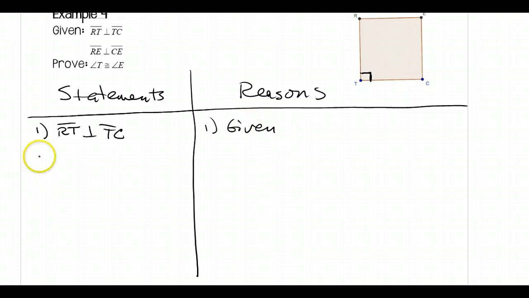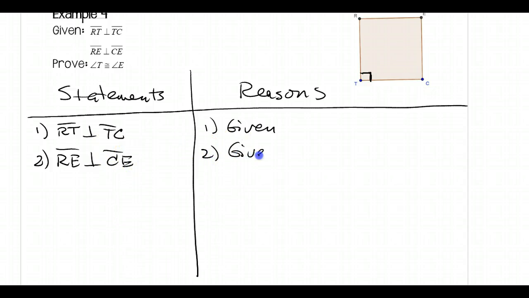Given. And I've got RE perpendicular to CE. I'm going to mark that. Given. RE and CE. So I've got that. And I want to show that these are congruent.